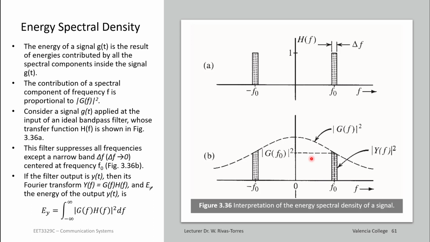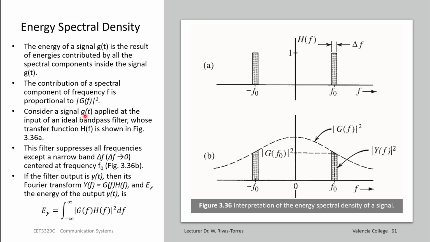Now, the energy that we calculate is contributed by all the components inside the signal, right? So the spectral components at any frequency are proportional to the square of the spectral result, or the Fourier transform squared. And then I guess to say the Fourier transform magnitude squared. Okay, just to be correct.